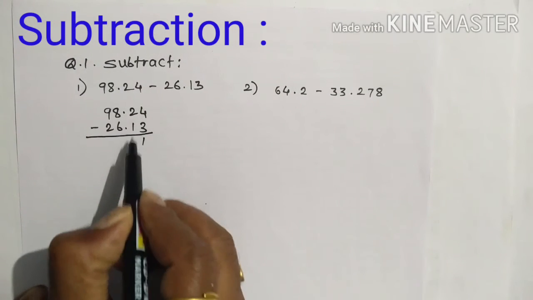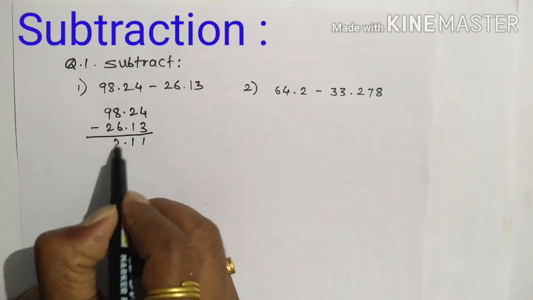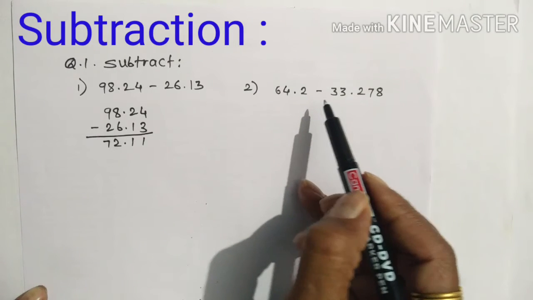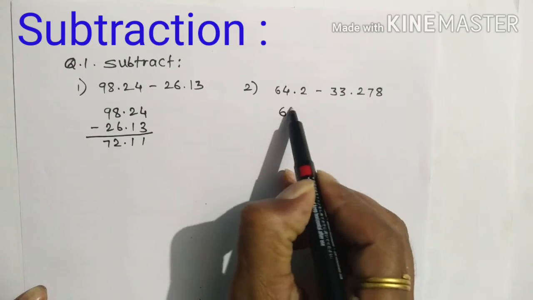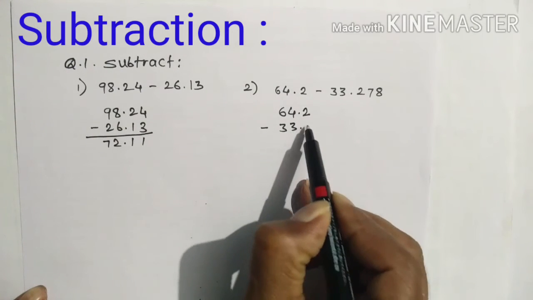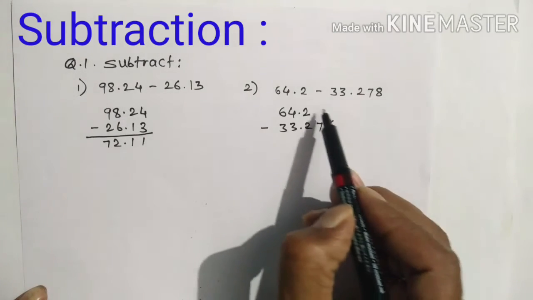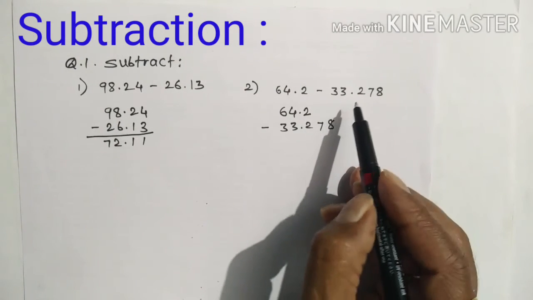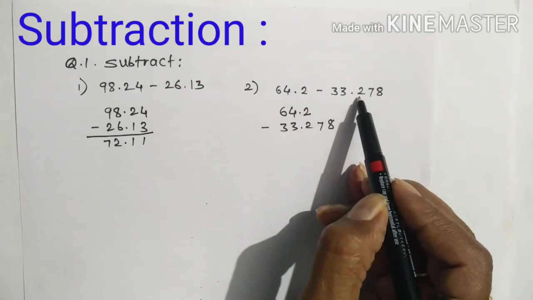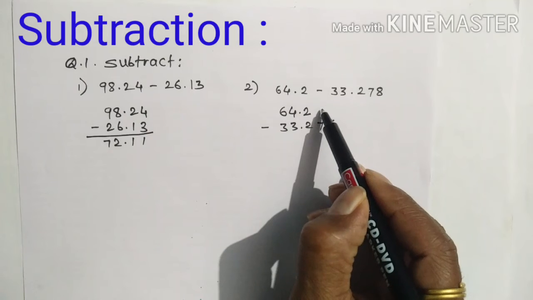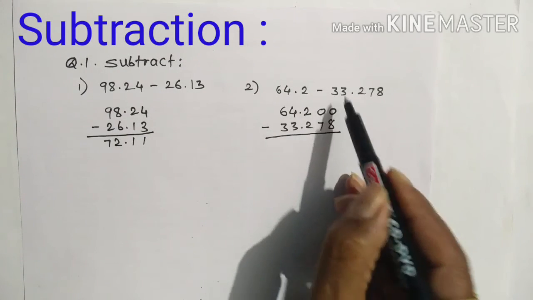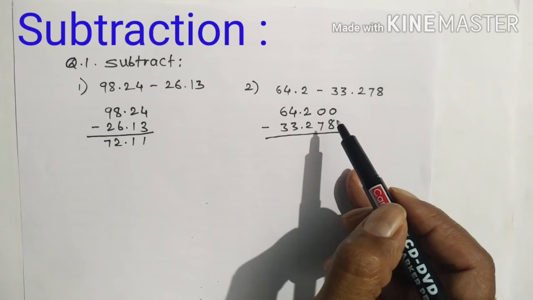4 minus 3 that is 1, 2 minus 1 is 1, 8 minus 6 is 2, and 9 minus 2 that is 7. Here we will take the help of 0 to convert this decimal number into like decimals. Okay, so how many decimal places are fewer here? Two decimal places are fewer, because it has 3 decimal places and it has only 1 decimal place. So that's why we will write 0 here to make these both decimals like decimals.